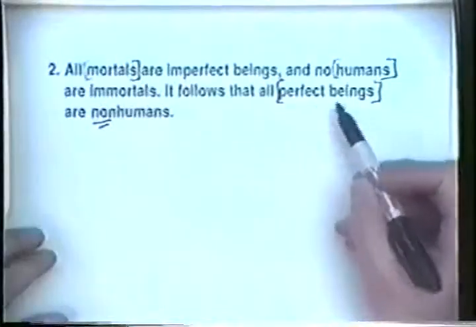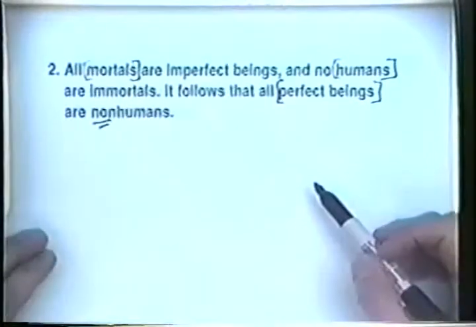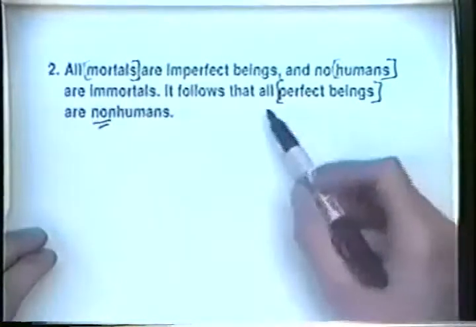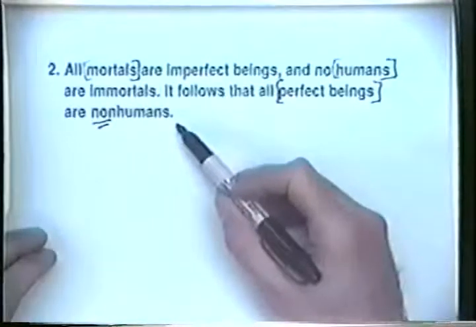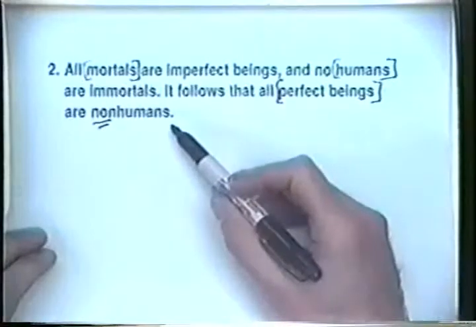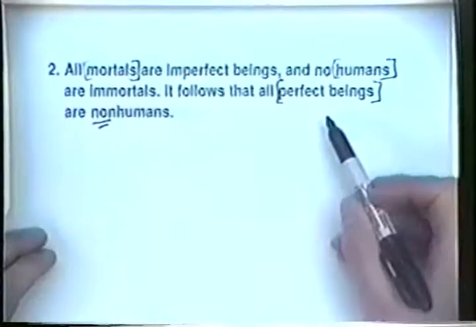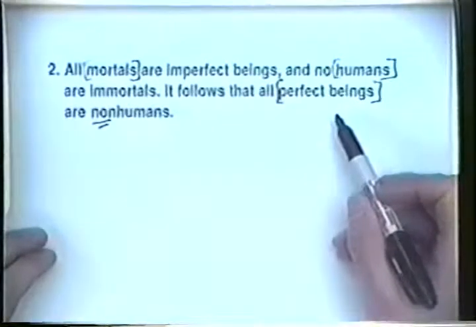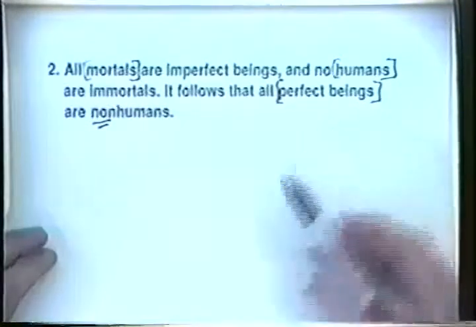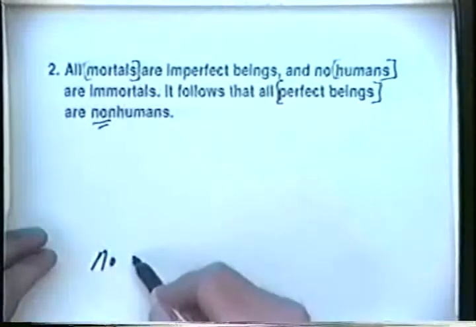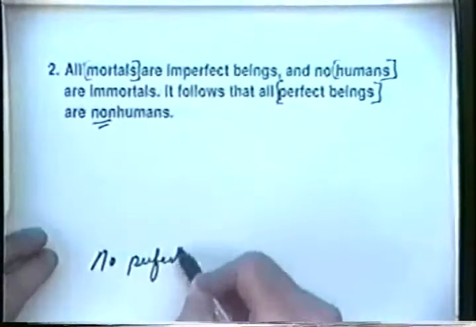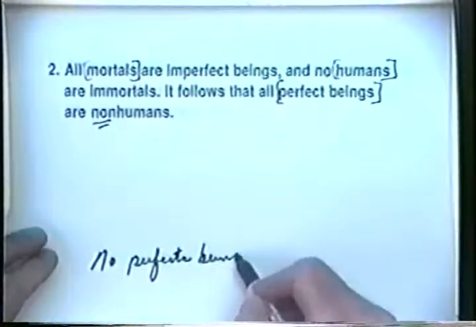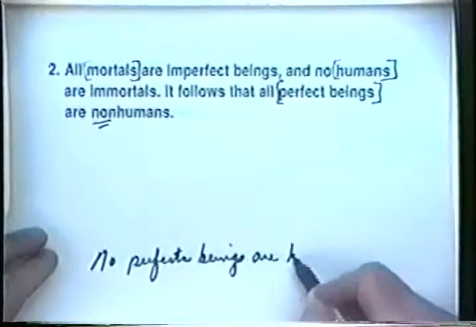It follows that all perfect beings are non-humans. Well, if all perfect beings are non-humans, just as I pointed out in the first question, this would be equivalent to saying that no perfect beings are humans. So the conclusion is no perfect beings are humans.